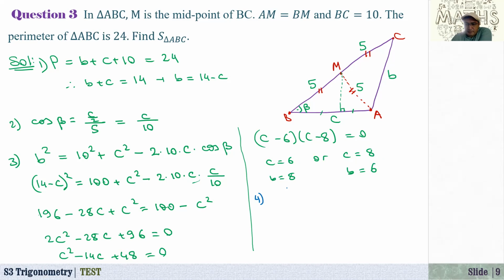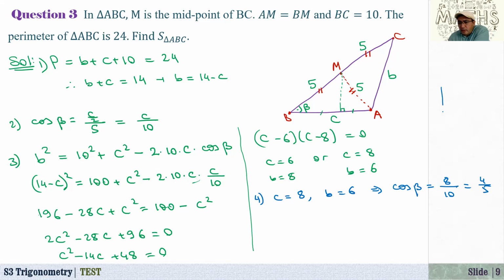Suppose that c is equal to 8. Then b is equal to 6. So we have to find the area of this triangle, right? Now from here, I can find cosine of beta. Now what is cosine of beta? Cosine of beta is equal to c over 10. What is c over 10? That's equal to 8 over 10, which is equal to 4 over 5.